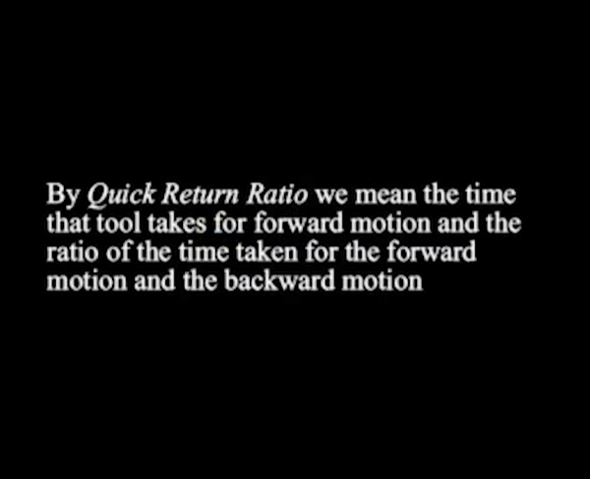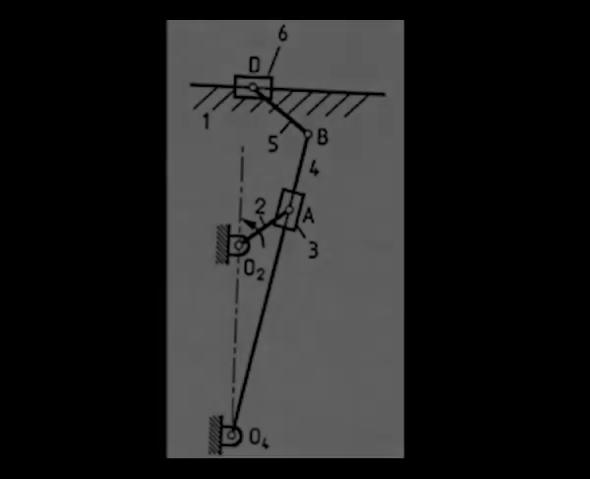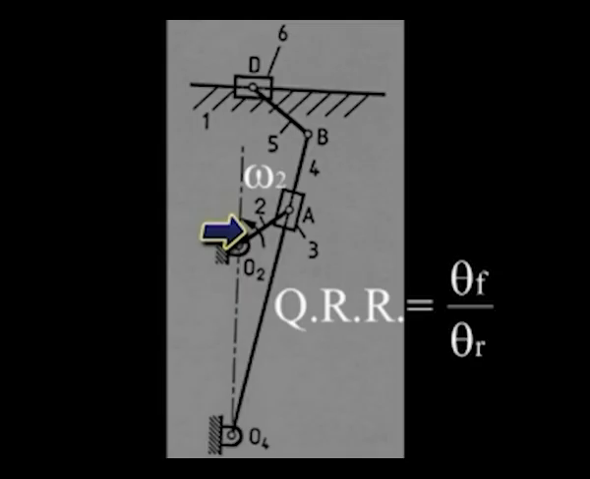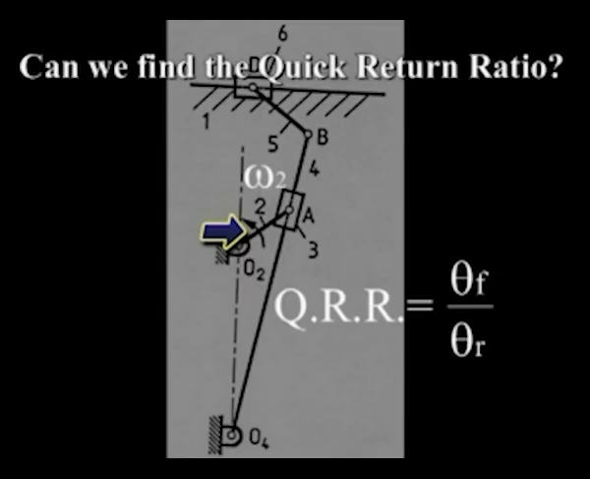By quick return ratio, we mean the ratio of the time that the tool takes for the forward motion to the time taken for the backward motion. Now, if link 2 is rotating at a constant speed, say omega 2, then the time it takes for the forward motion is theta forward, that is the rotation of link 2 during the forward motion, and backward motion is theta return, theta r, where theta r is the rotation of link 2 during the return motion. So the problem is, given this mechanism, can we find the quick return ratio?